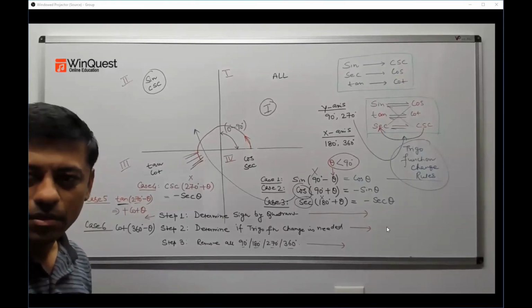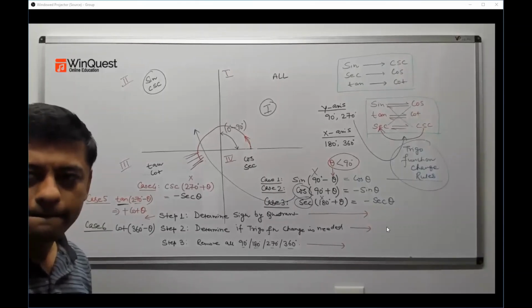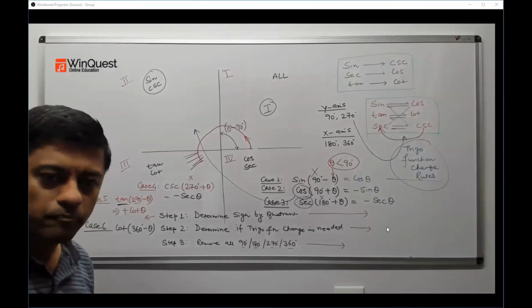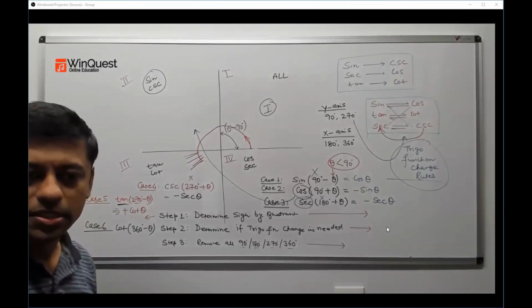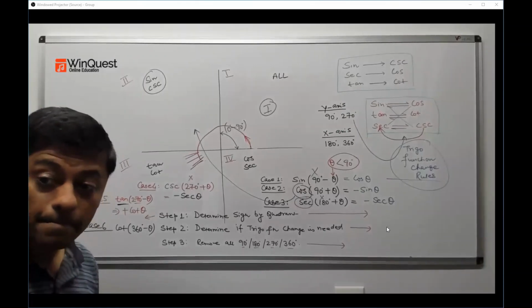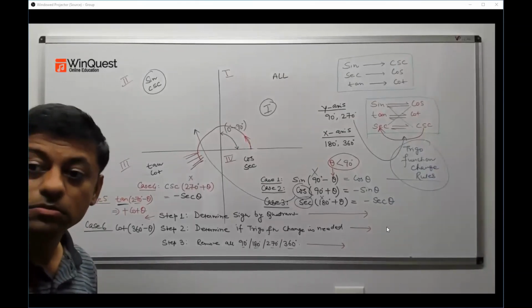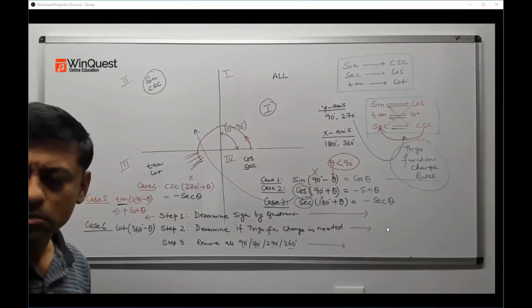Ikshita. Welcome. Why is it not welcome? Ikshita is still there. Cot of 360 degree minus theta. No, why not welcome? Ikshita, you there? Aradhana.